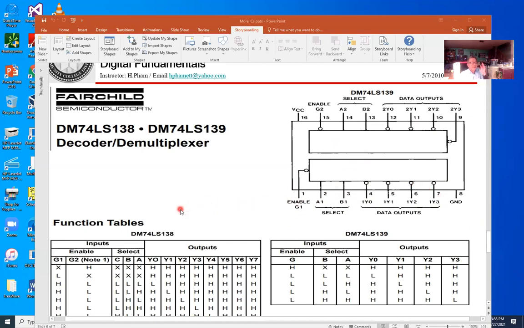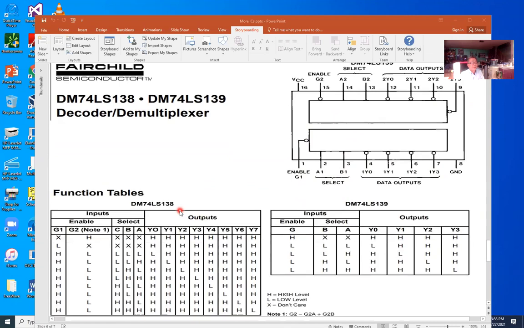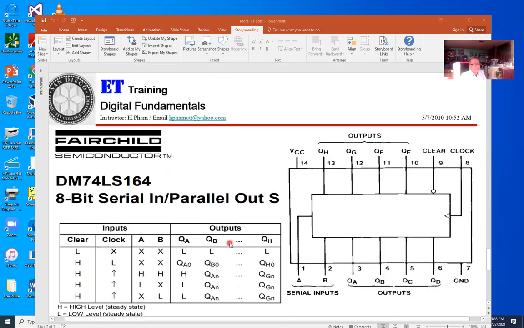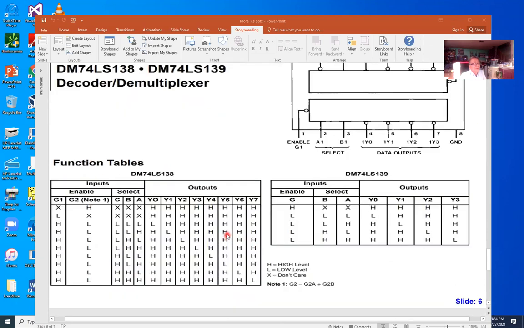And now the next will be 138. What's the difference here? 138. Okay. They don't have an IC in here, right? Correct. They're giving you the truth table. Now, on this 138, the difference from 139.